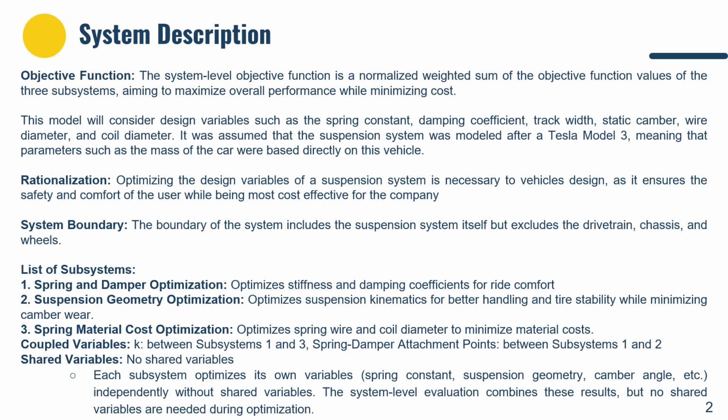model Tesla Model 3. The rationalization is that optimizing the design variables of a suspension system is necessary to a vehicle's design as it ensures the safety and comfort of the user while being most cost-effective for the company. The system boundary includes the suspension system but does not include the drivetrain, chassis, and the wheels. The three subsystems include the spring and damper, the suspension geometry optimization, and the spring material and material cost optimization. A couple variables include the spring constant and the spring damper attachment points, and there are no shared variables.